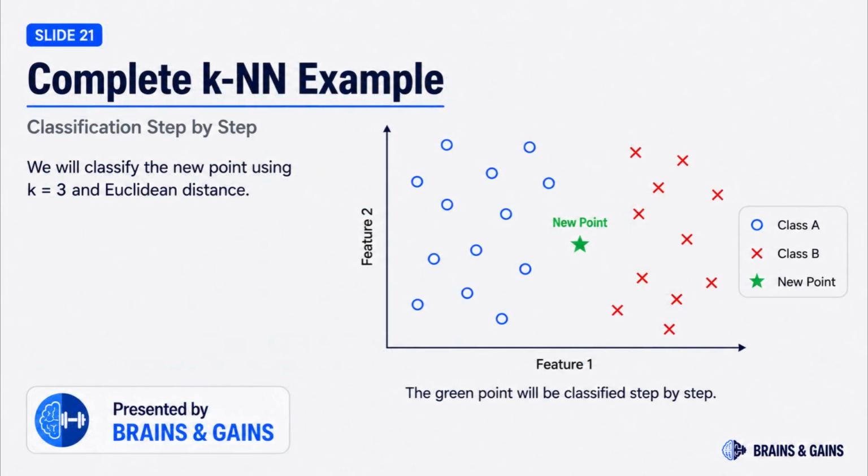Now let's put everything together with a complete classification example. We have 2 classes, a new green point, and we'll use k equals 3 with Euclidean distance to make the prediction.